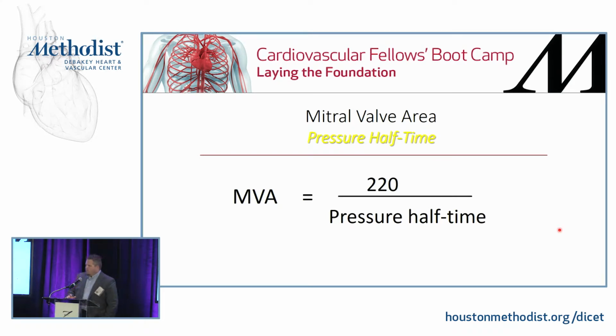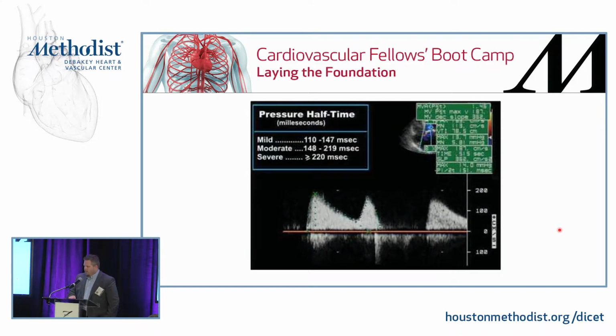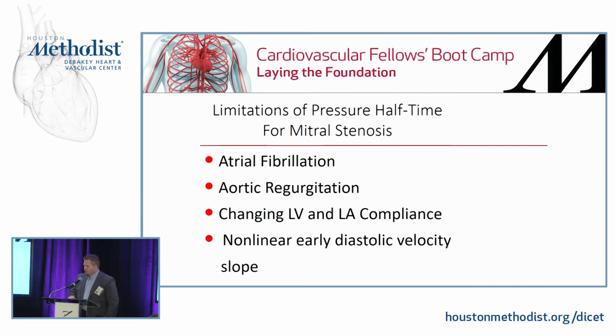The other way we spoke about measuring or grading severity of mitral stenosis was using the pressure half time. So you can divide 220 by the measured pressure half time and determine the mitral valve area. And so here's an image of how you actually do that. You take your CW tracing through the inflow portion of the mitral valve and trace that out. You need to have a straight line, and you divide by 220. And if it's more than 220, it's severe mitral stenosis. 150 to 220, moderate. Less than 150, usually mild. There are limitations with that as well.